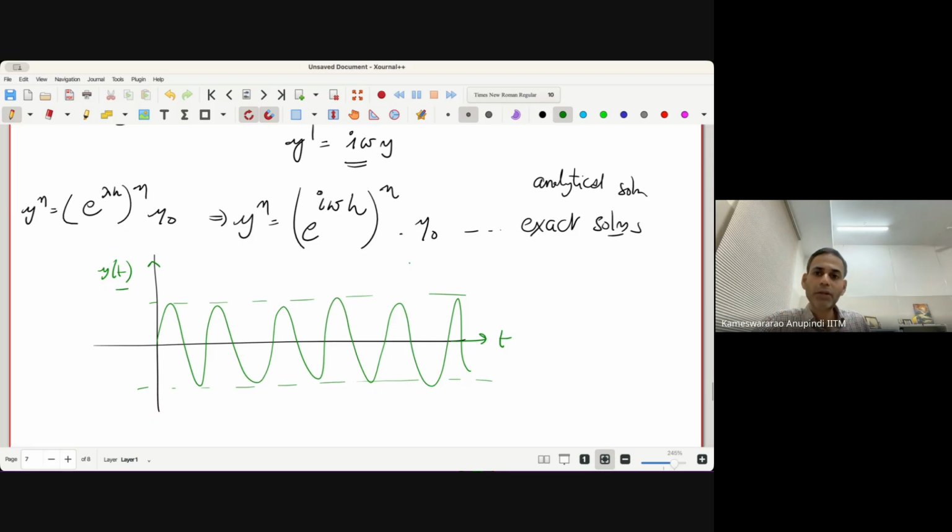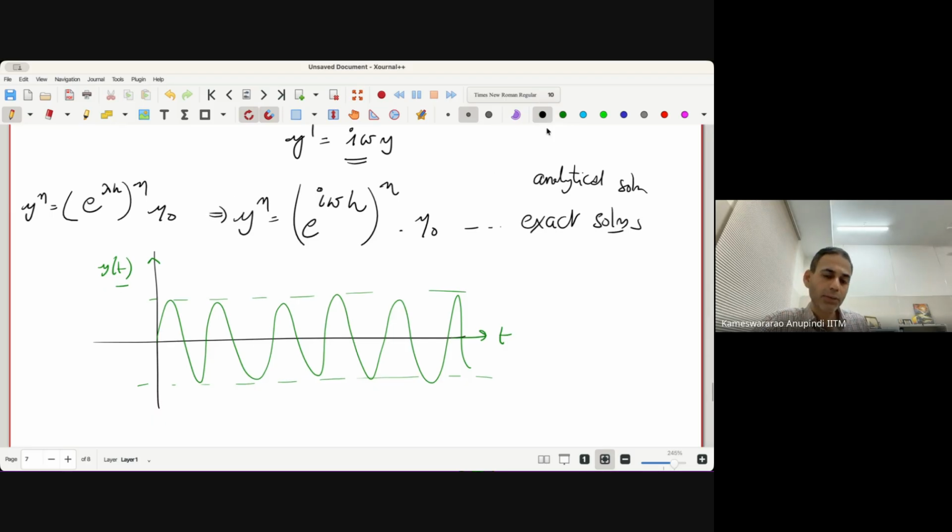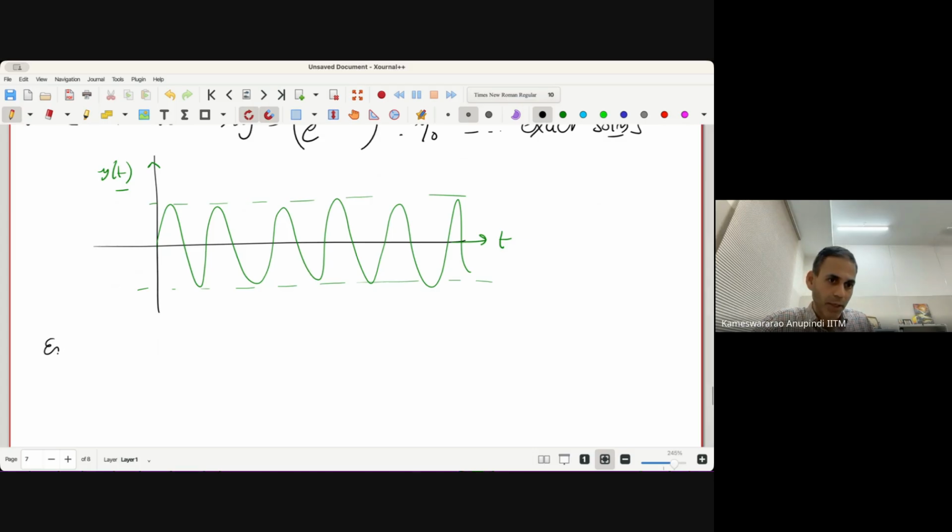Now, what will happen if I try to calculate this using the explicit Euler method? But before I do that, we have already seen this in discussing the explicit Euler method. We said the explicit Euler method is never stable for purely imaginary lambda, right? That's the statement we made before. Why did we make this statement? We said that the stability diagram, which is a circle, is never touching the y-axis, right?